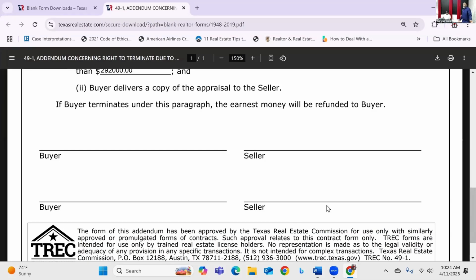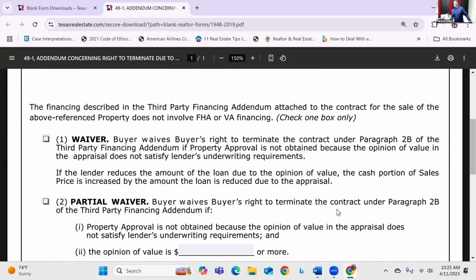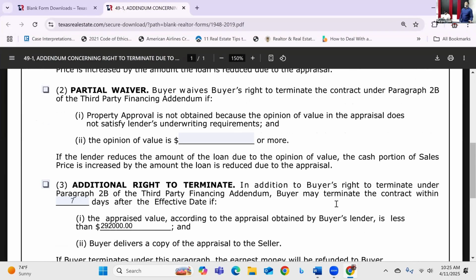Now, are people still using this form today? Of course, it's FHA and VA. Short, easy form to me, but I'm going to open this up for any questions to anybody. I got a question. Sure.